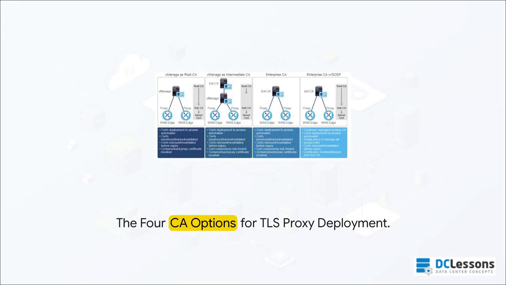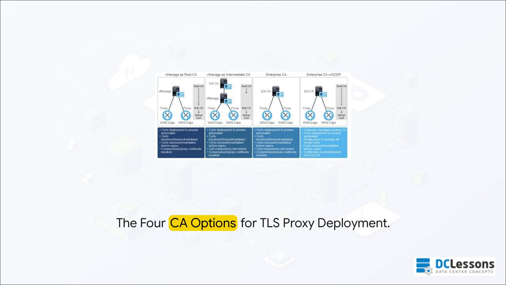Now, this diagram does a great job of laying out the 4 main ways you can tackle this trust problem. You can see on the far left, you've got the simplest approach, where vManage just handles everything itself. And as you move to the right, the models get more integrated with your existing enterprise infrastructure.